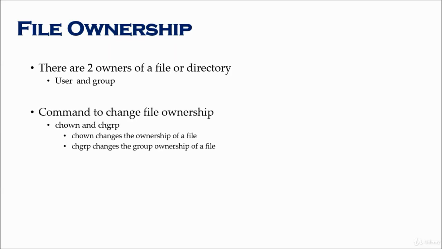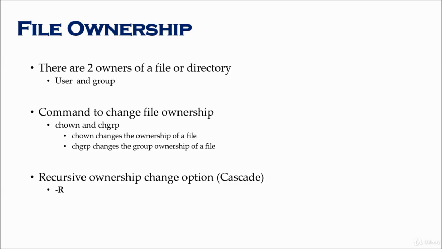The commands to change file ownership are chown, and change group, chgrp. Chown changes the ownership of a file. Chgrp changes the group ownership of a file. Recursive ownership change option: if you use the option -R, uppercase R, with chown or chgrp, it will not only change that directory, but also all the files and directories within that parent directory.